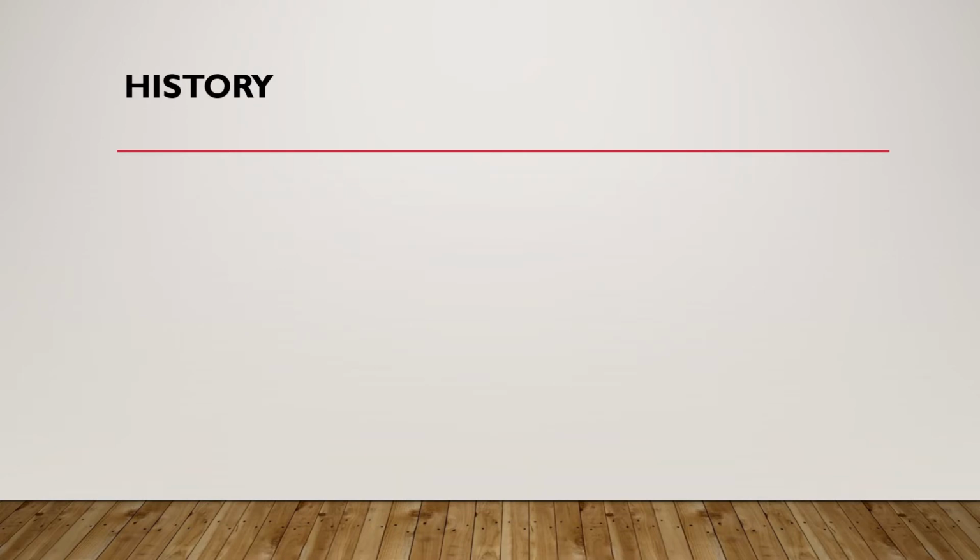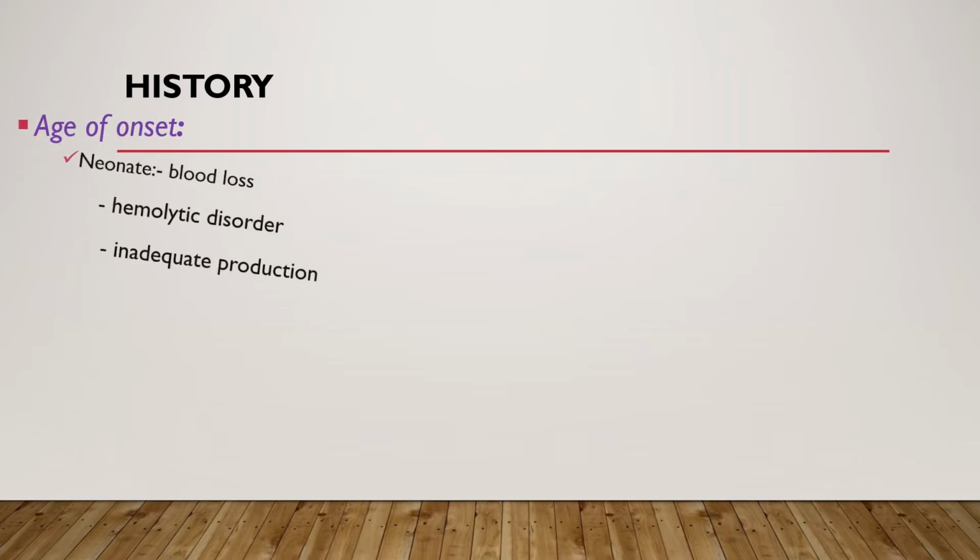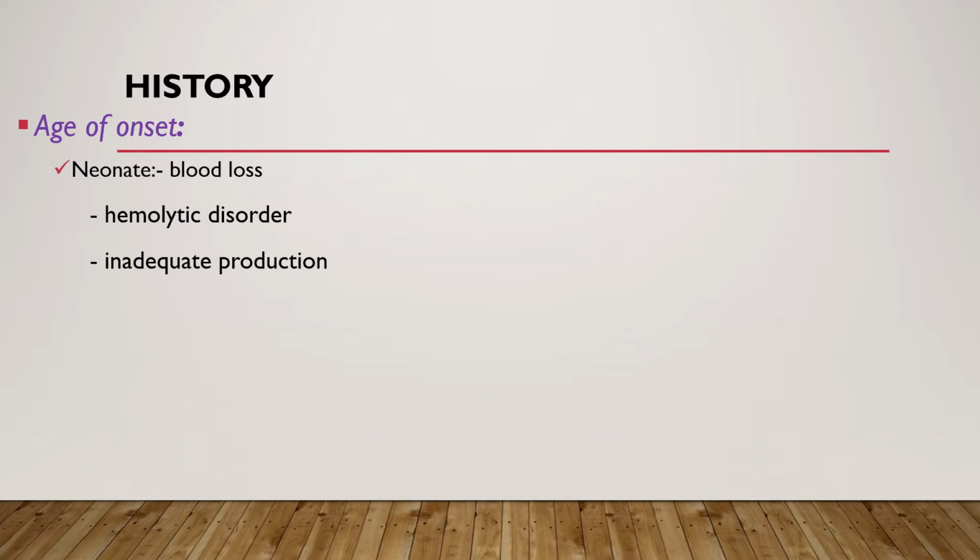When we find a child who has anemia, we have to take an appropriate and good history. That includes age of the onset of anemia. Age tells us so many things. For example, if the anemia occurs since neonatal age, it might be due to blood loss, hemolytic disorder, or inadequate production. And at 6 to 9 weeks of age, physiologic anemia of infancy might occur.